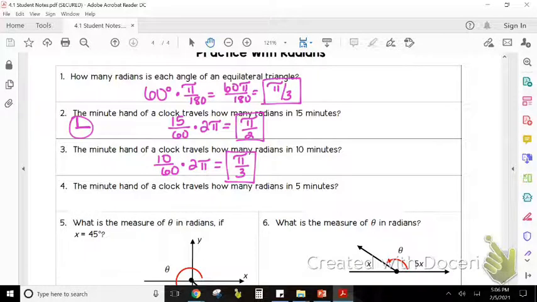And then number 4 says the minute hand of a clock travels how many radians in 5 minutes? Well, now we're doing 5 out of 60 times the 2 pi. So 5 divided by 60 times 2 is 1/6. So we got pi over 6.